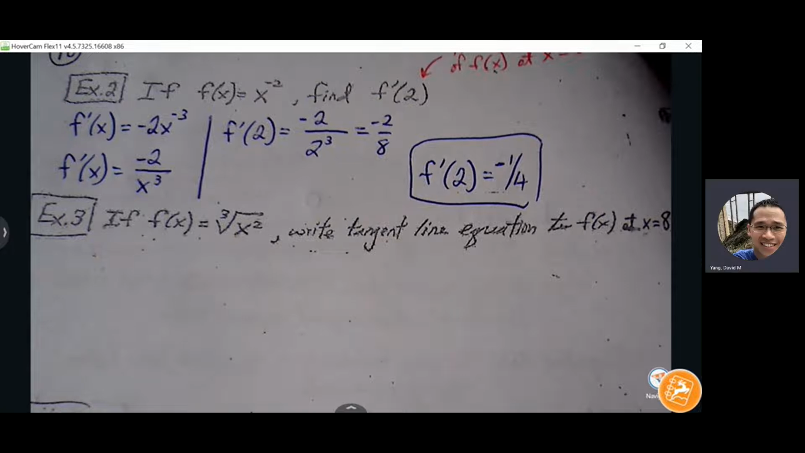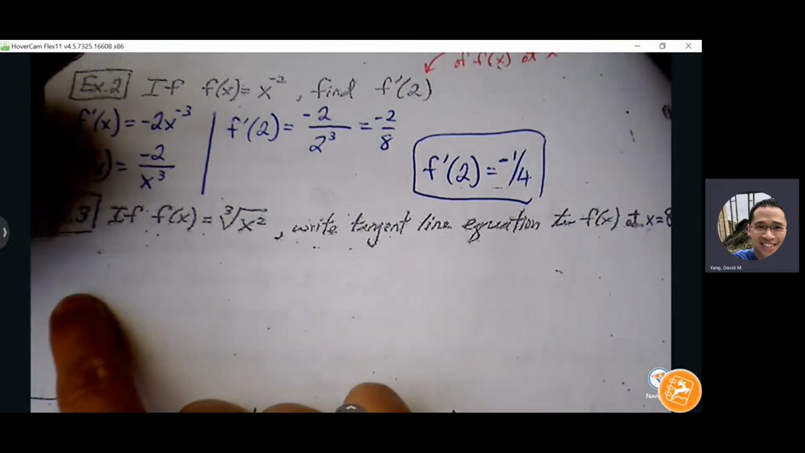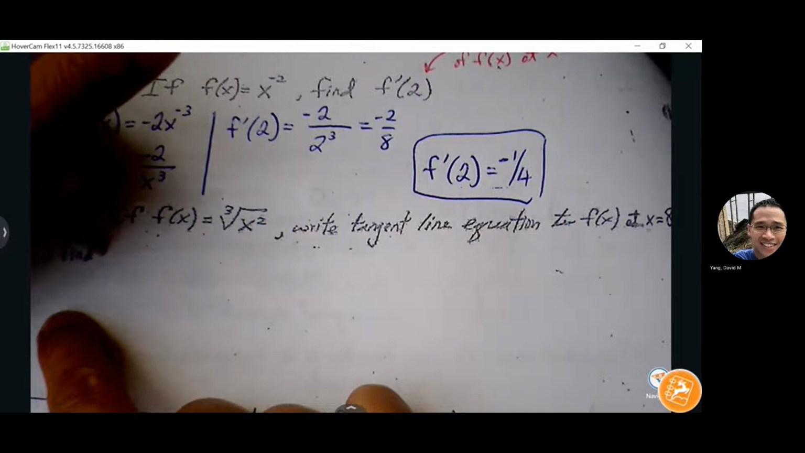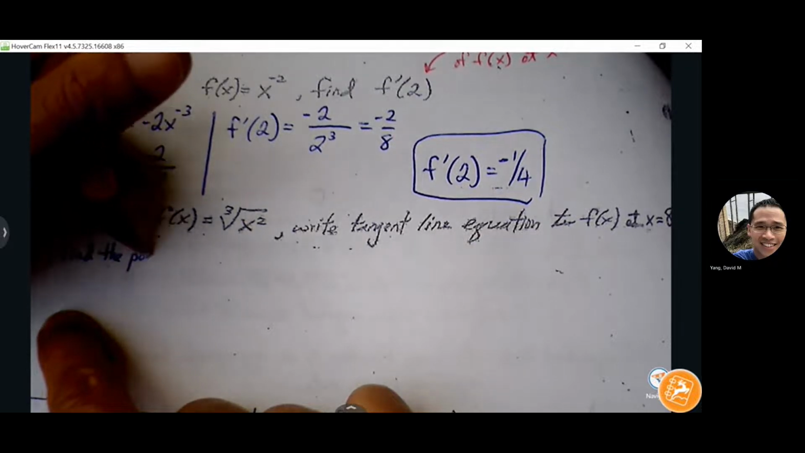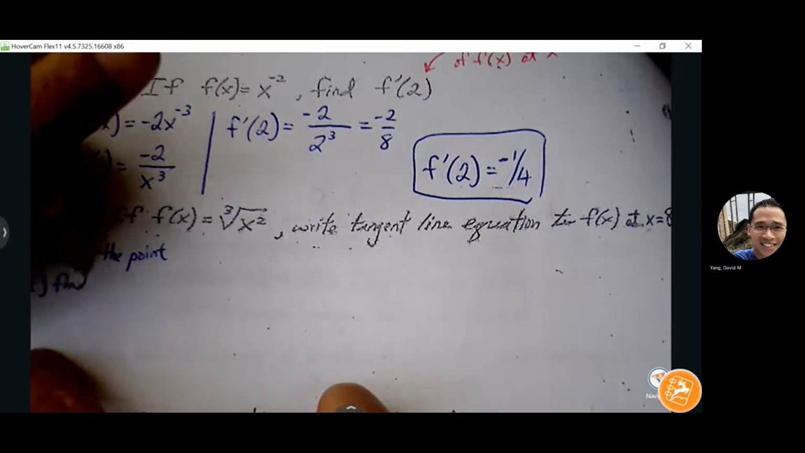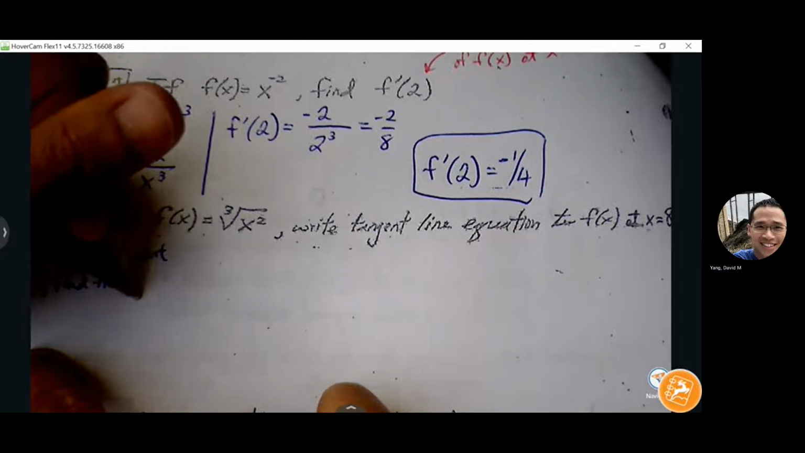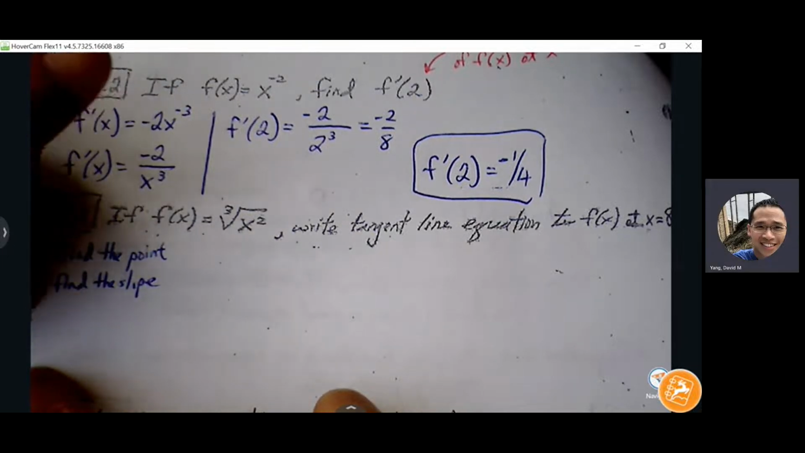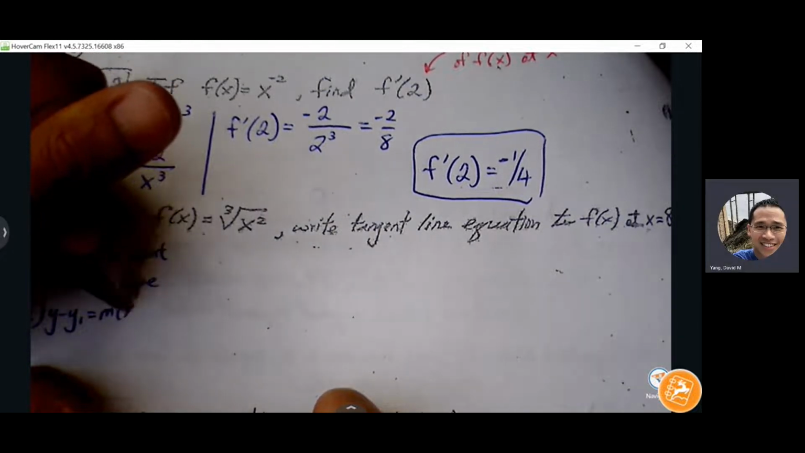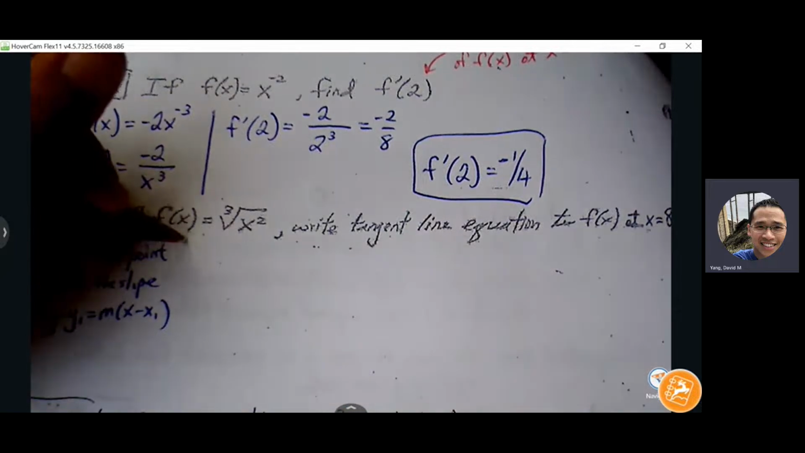Okay, number 3, you're going to see this type of problem a lot. So every time we introduce a new derivative rule, you're going to be asked to find the tangent line equation. So for a tangent line equation, we always want to do 3 things. Okay, first, we always want to find the point. Second, you're going to find the slope. And then third, you're going to build your tangent line equation, which is point slope form. That's the easiest one to get to.